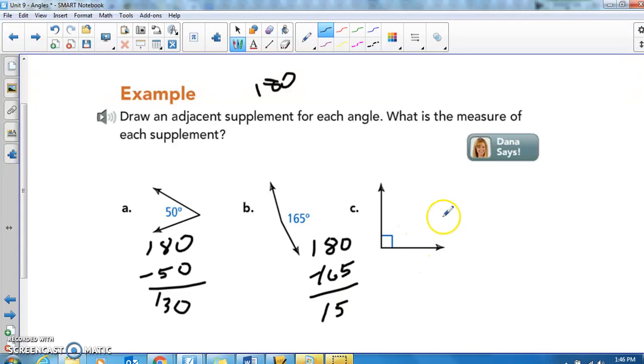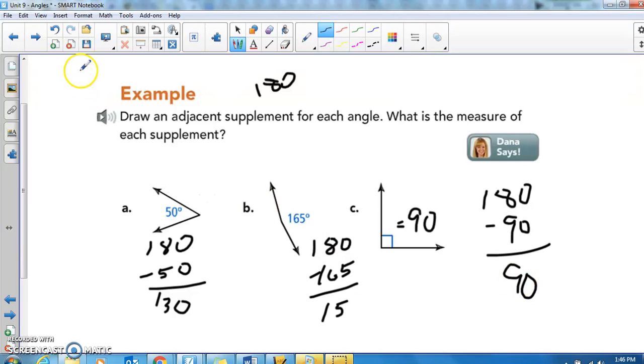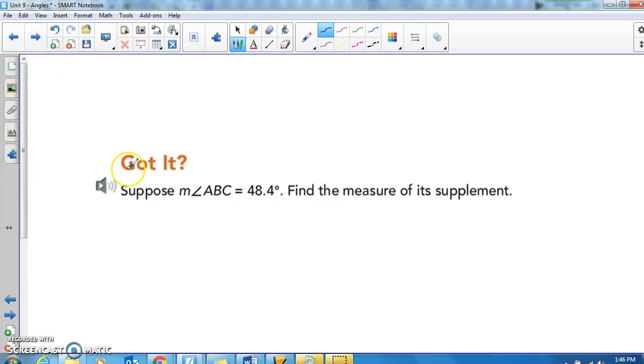And then this one right here, we don't have an angle measure, but we do have this little square here. As we all know, that square represents an angle that is 90 degrees. We're trying to get supplementary angles, which means we're trying to get 180 degrees. So if I take 180 minus the angle I have of 90, that gives us our supplement, which would be 90 degrees. All right, I want you to do this one. Y'all try this one.